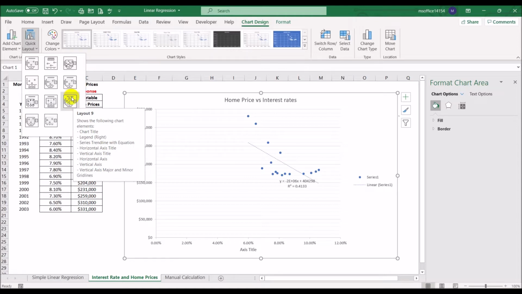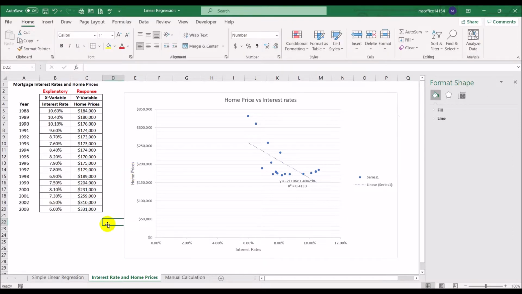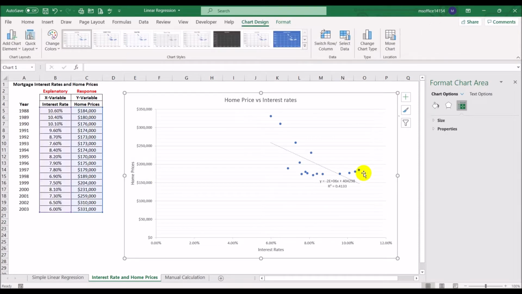Layout number 9 shows the chart title, legends. Now the x-axis is your interest rates, and the y title is your home prices. Let me just go and type that in. So you have your x-axis as your interest rates and your y-axis as your home prices. I don't need the legend, so I'm just going to delete that.